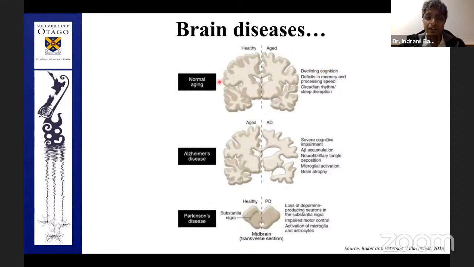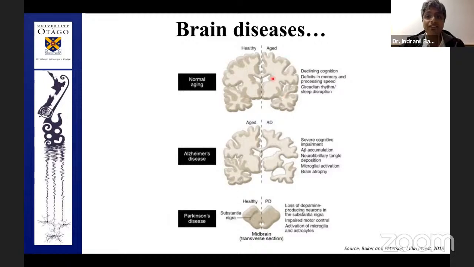So for example, in this top image that you are seeing, the left-hand side is how a cross-section of a healthy brain looks like. Whereas on the right-hand side, you can see this is an aged brain, like a person who is aging or aged. The difference is there are a few gaps, like this gap, which is missing in a healthy brain, but it's present in an aged brain. And this is nothing but loss of cells or loss of neurons. As I said, the neurons, once lost, cannot be retrieved. So once they are lost, you can't really replace them with good neurons.